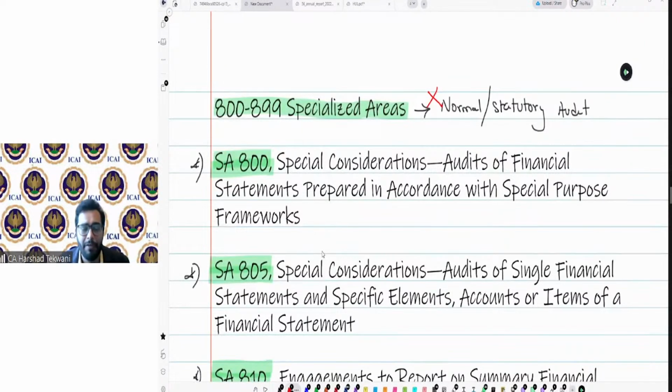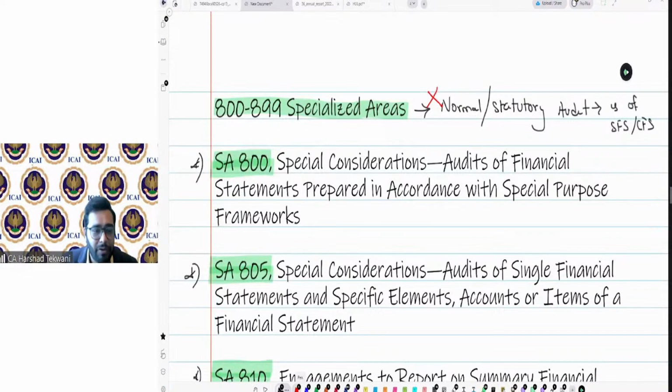If they are not applicable for the normal and statutory audit, in the same way, it doesn't make a difference whether this audit is of SFS or CFS. SA 800 is applicable only when there's a special purpose framework. They are not applicable for the statutory audits. They will not be applicable for the standalone and consolidated both. So whatever is applicable for standalone will be applicable for the consolidated.